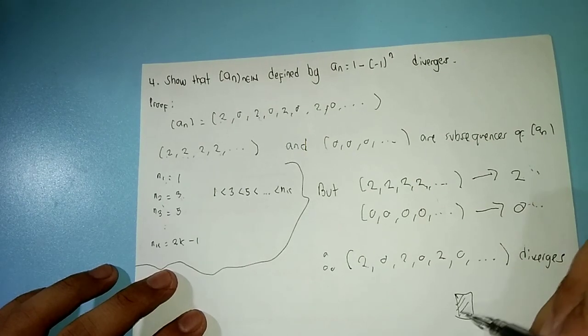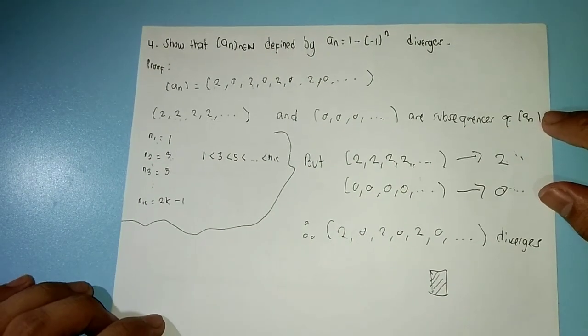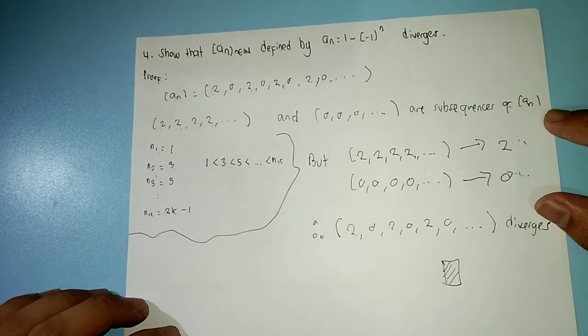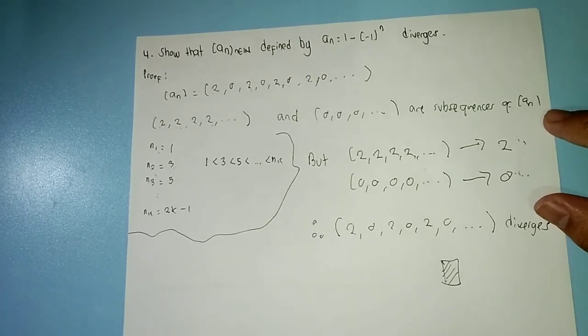So, this is done. So, ganun natin ginagamit yung divergence criteria, yung pangalawang criteria, para mapakita na ang isang sequence ay divergent.